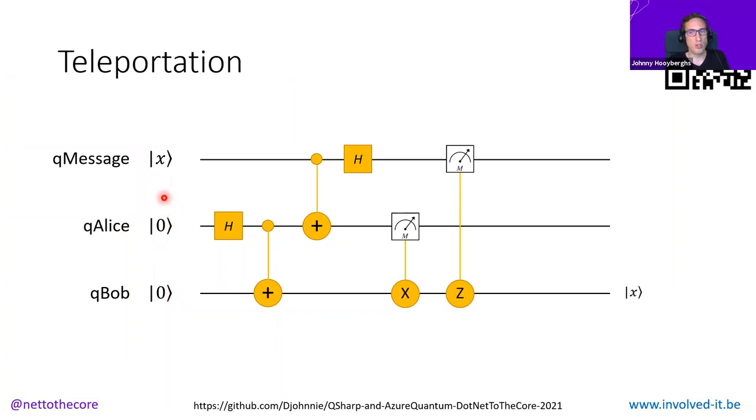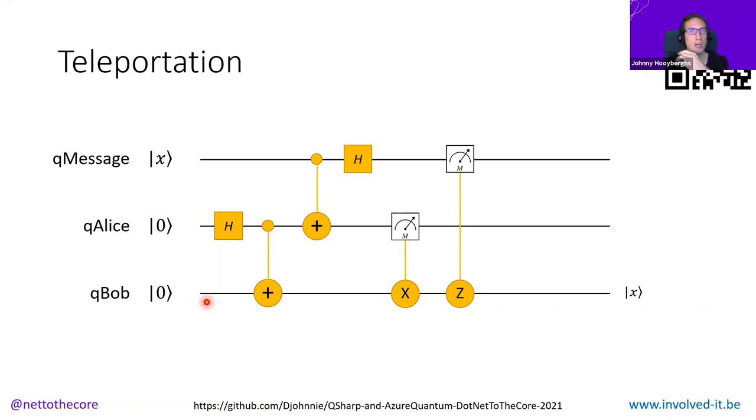But in quantum computing, you cannot just copy the value of X or the state of X on top of the qubit from Bob. There's no way to do that. The only thing you can do in quantum computing is teleportation. And the cool or not so cool thing about teleportation is that when you teleport data from one qubit to another qubit, it will destroy the original state.